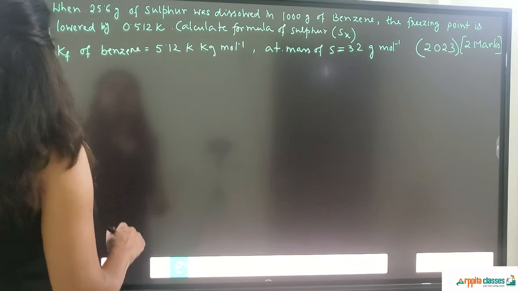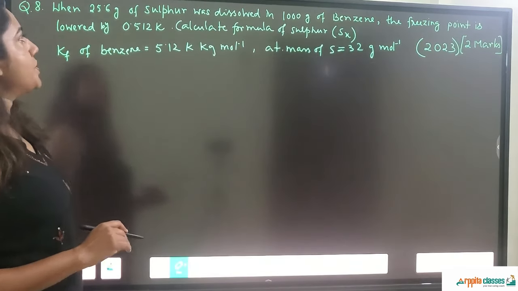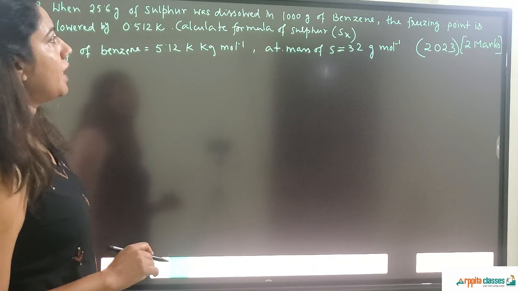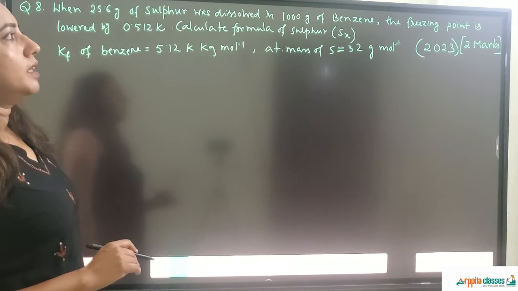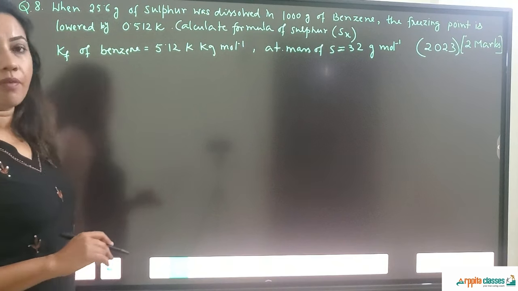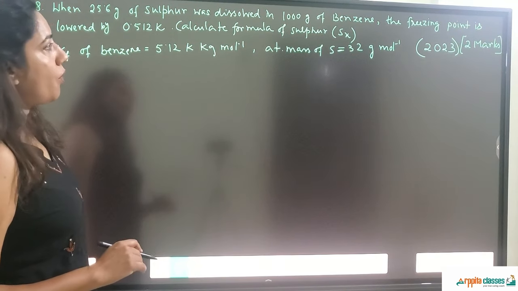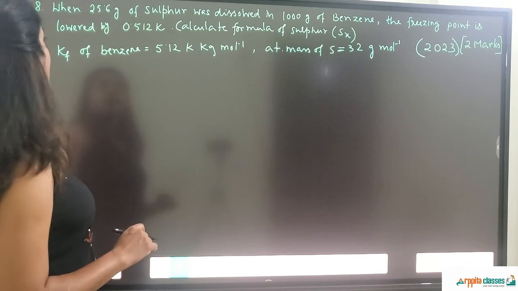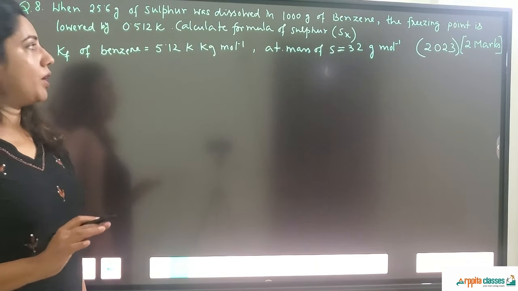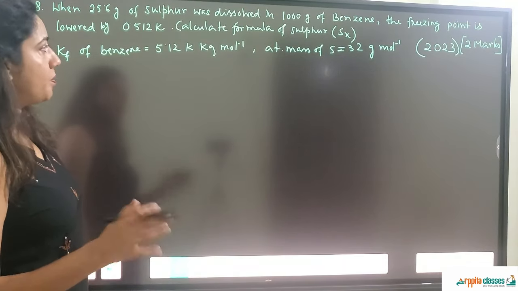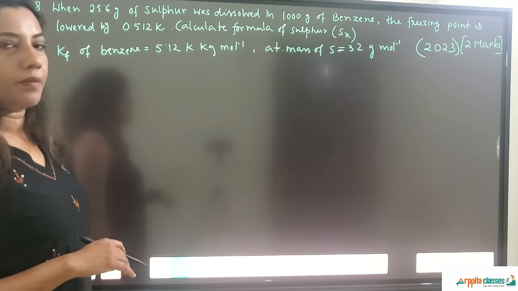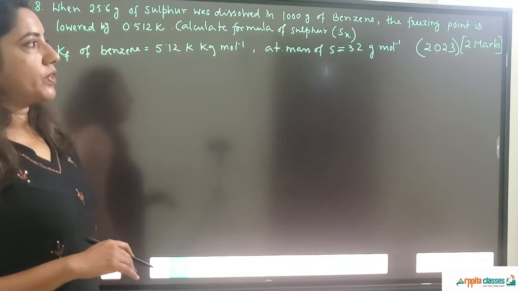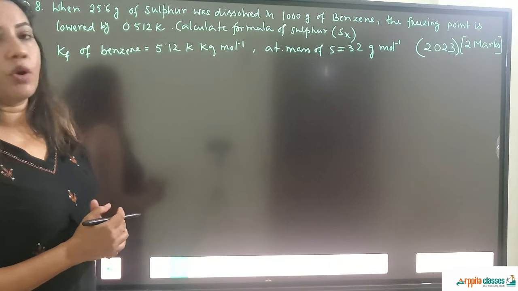Question number 8. It says that when 25.6 gram of sulfur was dissolved in 1000 gram of benzene, the freezing point is lowered by 0.512 Kelvin. Calculate formula of sulfur. Kf of benzene is given 5.12 Kelvin kg per mole, and atomic mass of sulfur is given 32 gram per mole. The question has come in 2023 for 2 marks.